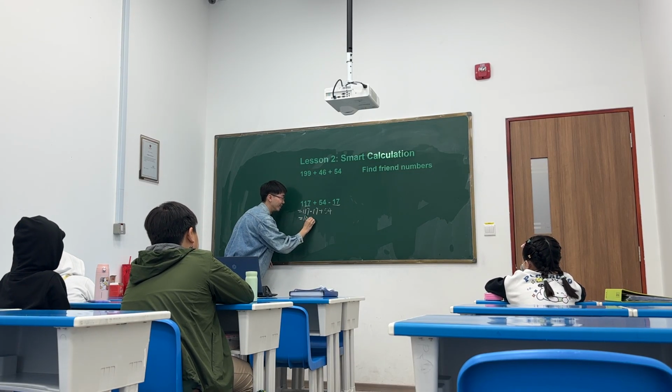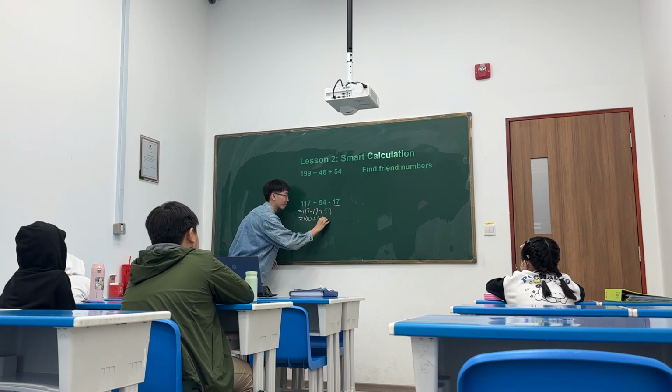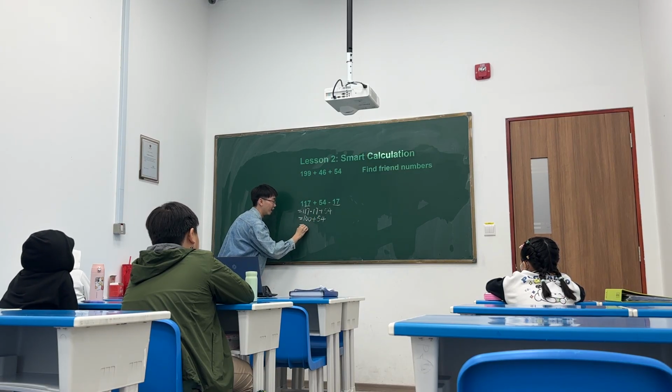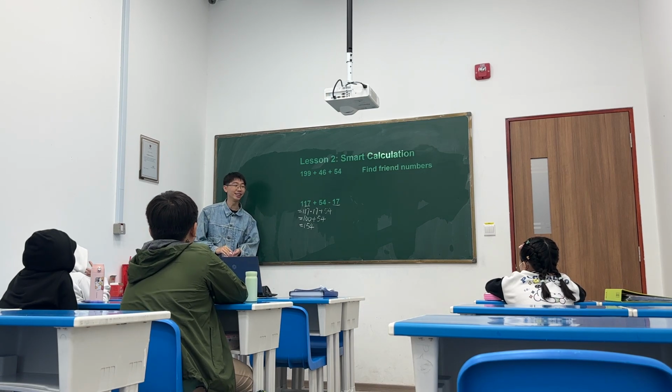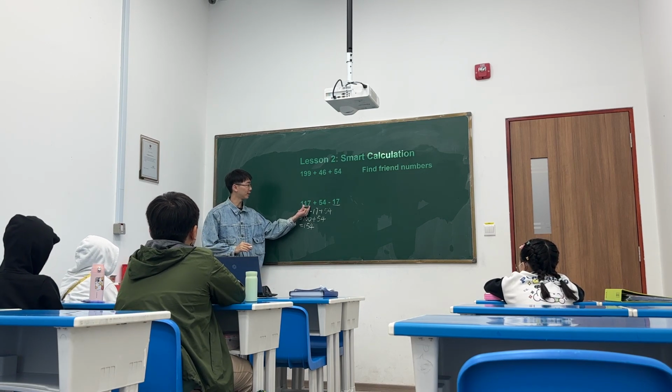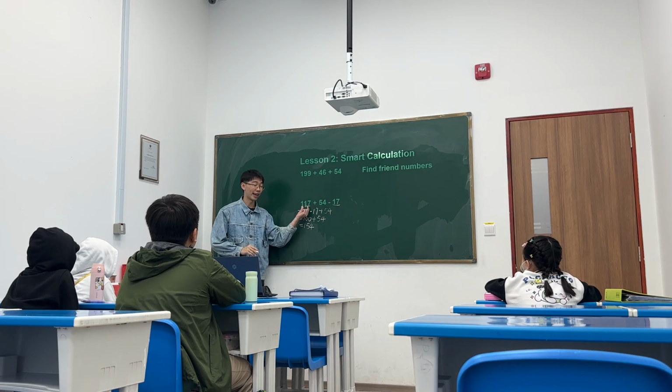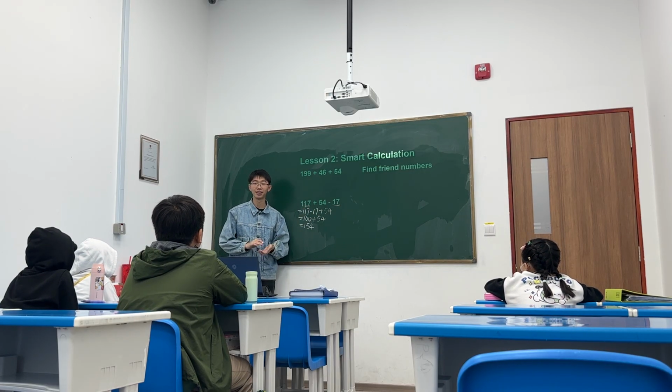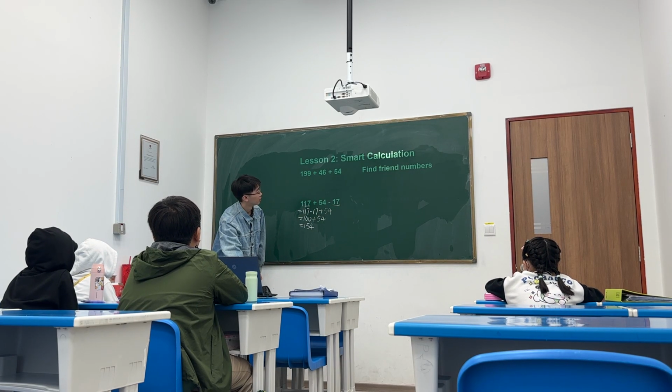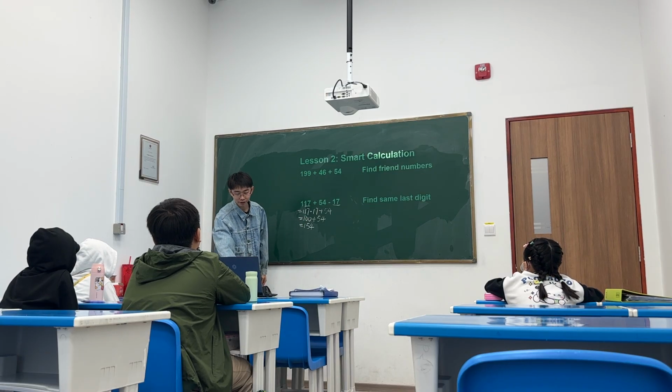100. Very good. And then plus 54. Then you get 154. So you see, when you are doing subtraction, when the numbers have the same last digits, then try to subtract them first. Okay. Then find the same last digit.